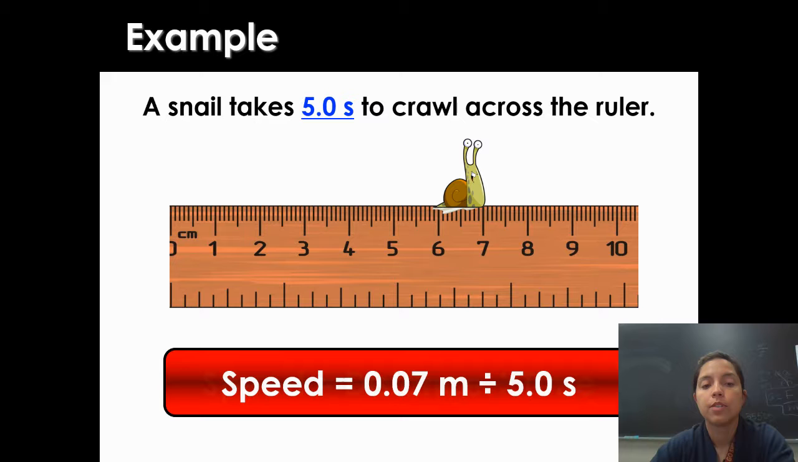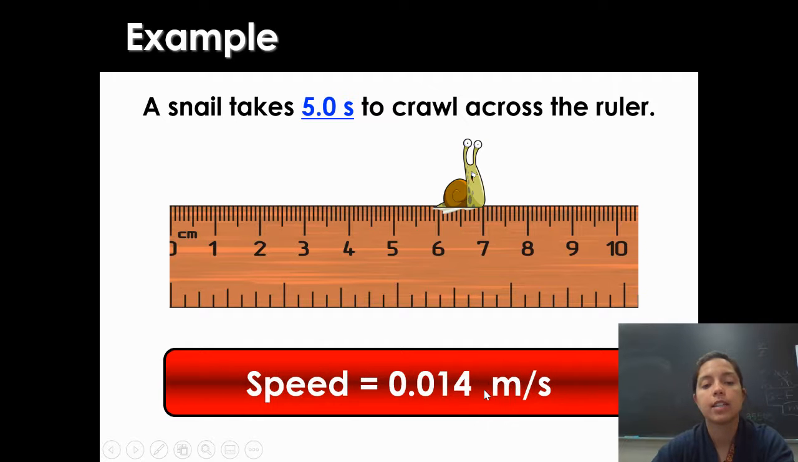Because we have to do it in meters, remember speed is in meters divided by the time in seconds. So you have centimeters converted to meters equals 0.07 meters. And then you divide it by the 5 seconds and you get your answer. So the speed of the snail that was crawling across the ruler was 0.014 meters per second.